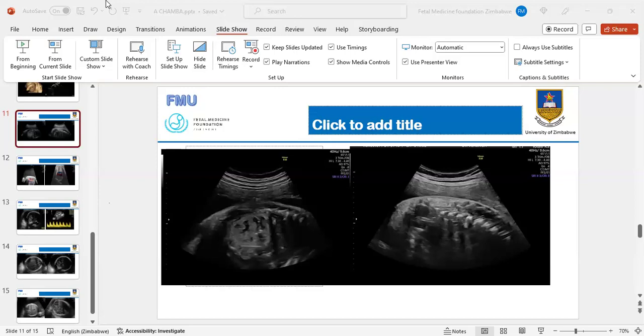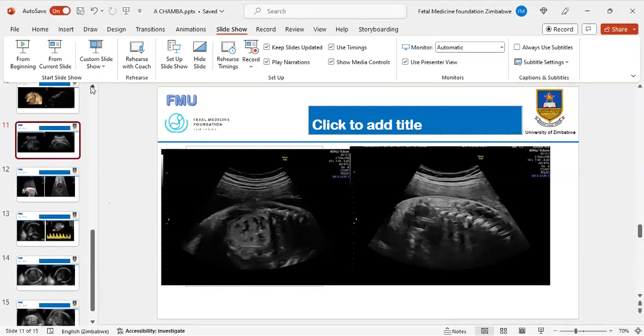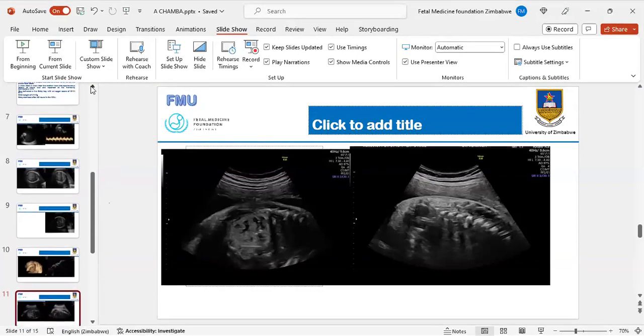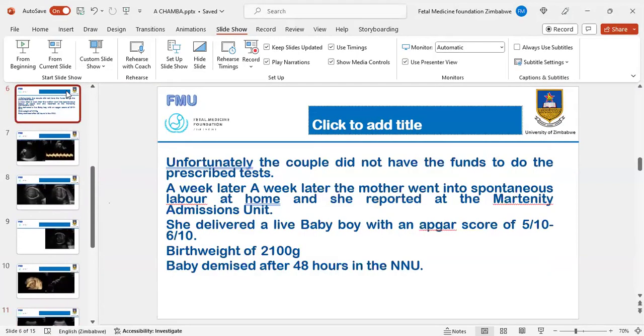Unfortunately, the couple didn't afford this test, Dr. Mabembo. They couldn't afford any of the tests, so they were not done, both the OGTT and the TORCH. So this is where we are coming from to say our background is that we are incapacitated in terms of investigations. So we are limited in certain situations. We can't go deep enough until we reach a logical conclusion of the case.